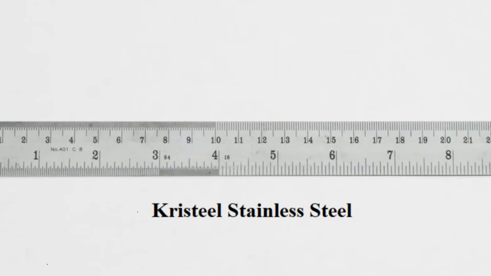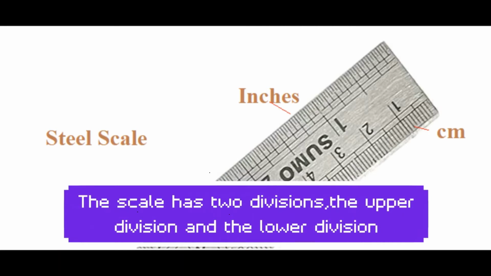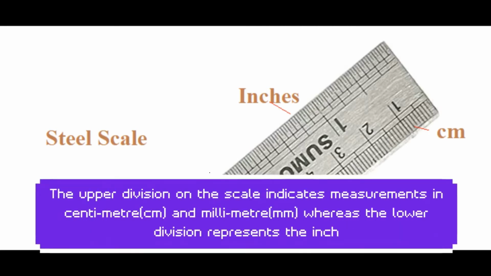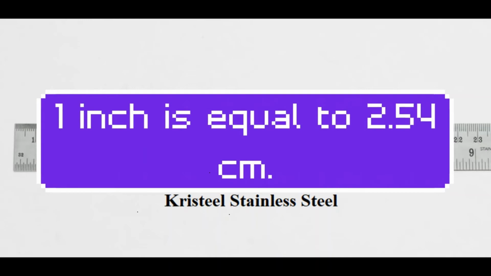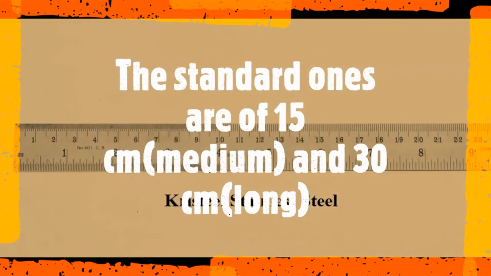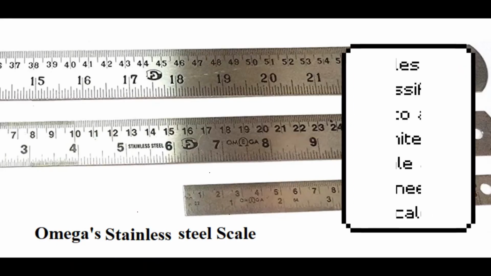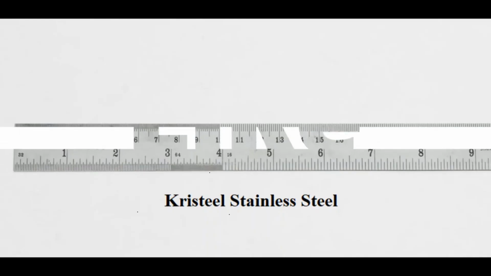The other name of a scale is a ruler. The scale has two divisions, the upper division and the lower division. The upper division on the scale indicates measurement in centimeter and millimeter, whereas the lower division represents the inches. 1 inch is equal to 2.54 centimeter. The standard ones are 15 centimeter medium and 30 centimeter long. Based on various professions, scales are classified into an architect scale and engineering scale.